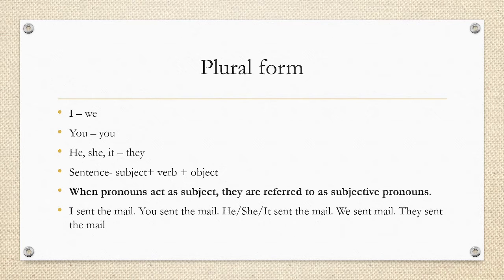Similar to nouns, pronouns either act as subjects or objects in a sentence. When pronouns act as a subject, they are referred to as subjective pronouns. You can see examples like: I send the mail. Here I comes in the subject position, so it is a subjective pronoun. Next, you send the mail. You work as a subject. He, she, it send the mail. We send the mail. They send the mail. So here we can see the subjective pronouns.